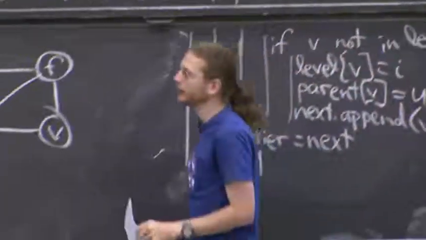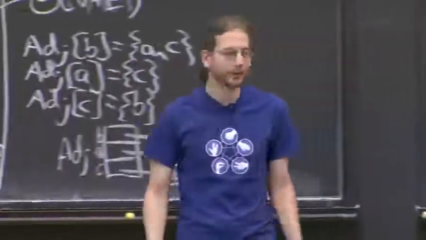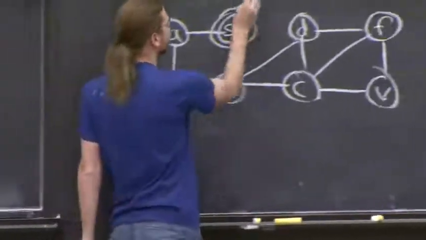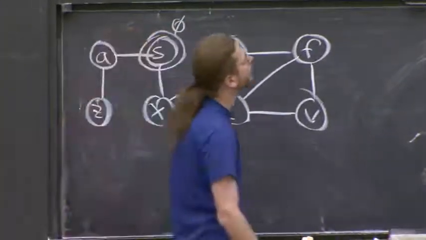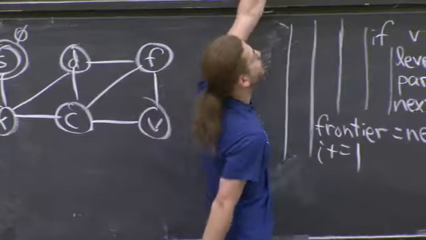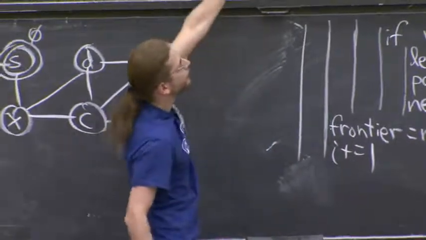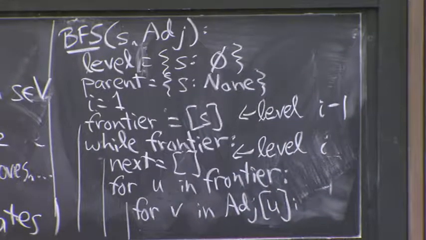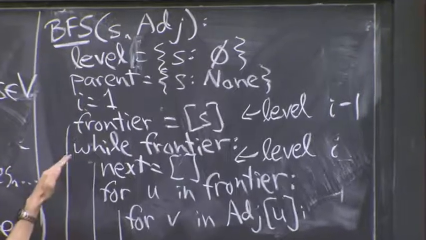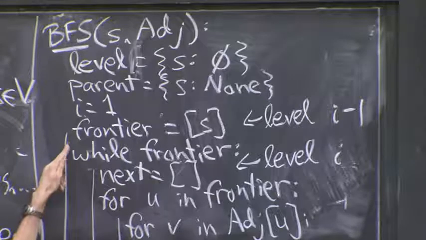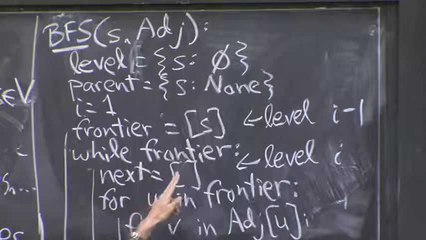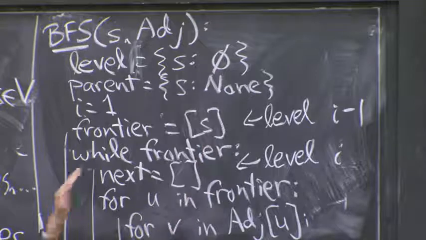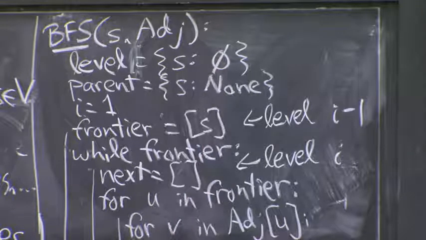Okay, so to get started, what we know is S. S is what you can reach in 0 moves. So we set the level of S to be 0. That's the first line of the code. There's this other thing called a parent. We'll worry about that later. It's optional. It gives us some other fun structure. We set i to be 1 because we just finished level 0. Frontier of what you can reach in level 0 is just S itself. So we're going to put that in a list. That is level 0. i equals 1. So 1 minus 1 is 0. All good. And then we're going to iterate.